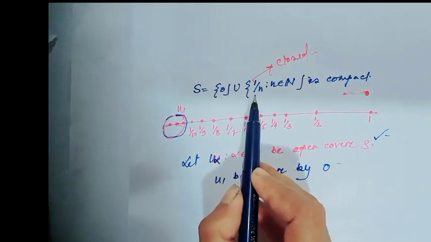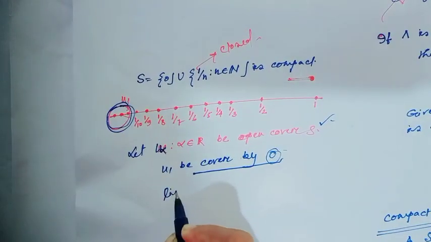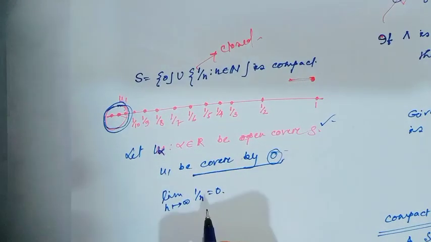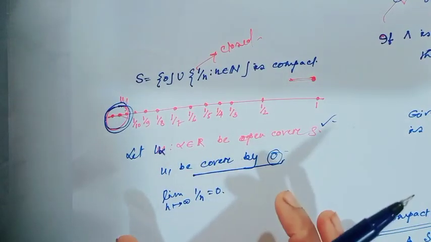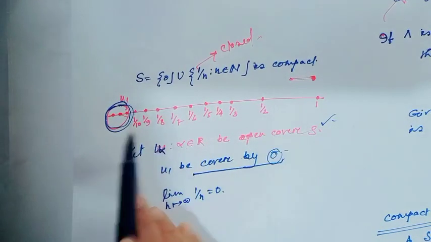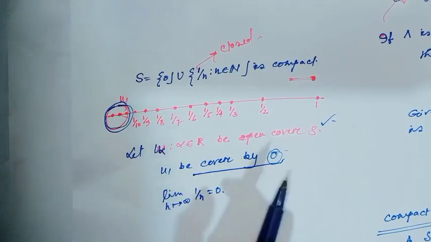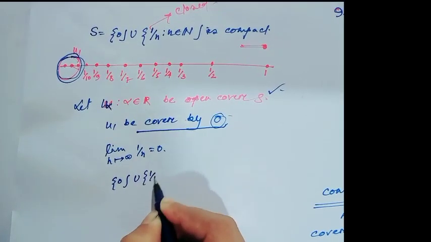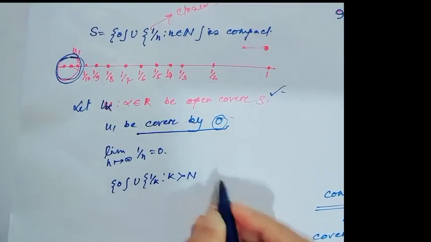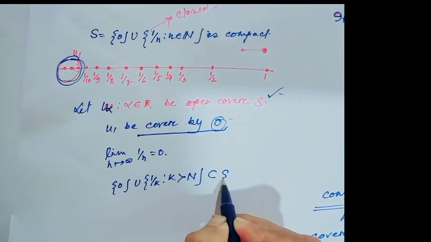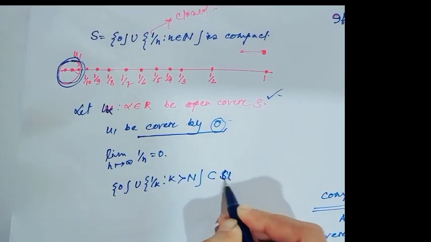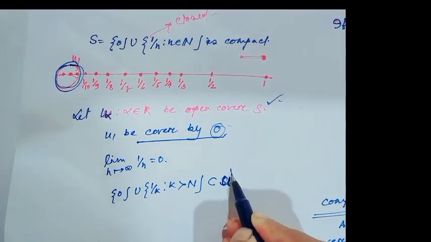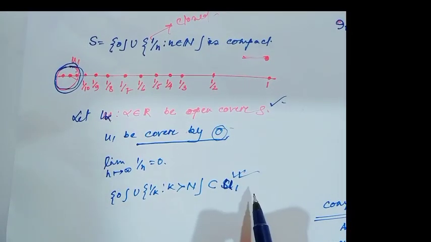Okay, and here the set 1/n, since limit n tends to infinity 1/n equals 0. That means by the definition of limit, after some n all the sequence tends to 0. So obviously the singleton set {0} union 1/k such that k is strictly greater than n is contained in the open ball U1. That means infinitely many points lie in the open ball U1.